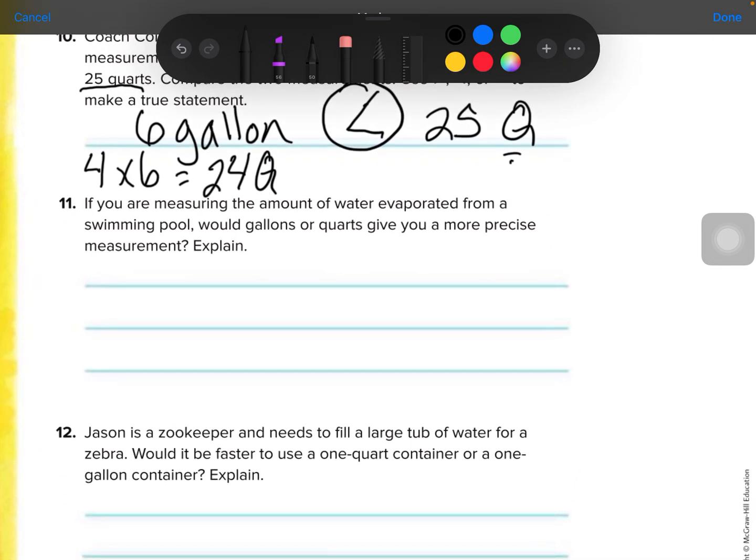Number 11, if you're measuring the amount of water evaporated from a swimming pool, would gallons or quarts give you a more precise measurement? And explain. Remember we talked about the smaller the unit, the more precise. So we're going to say quarts. And we're going to say the quarts are smaller than gallons, so you'll get a closer or more precise answer.